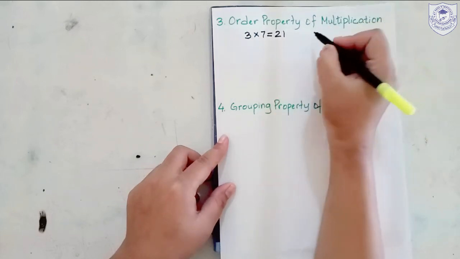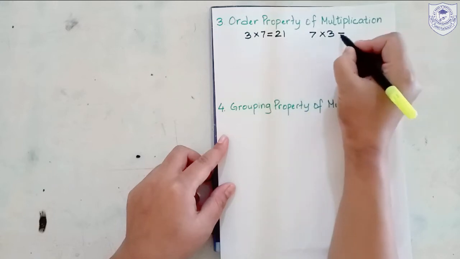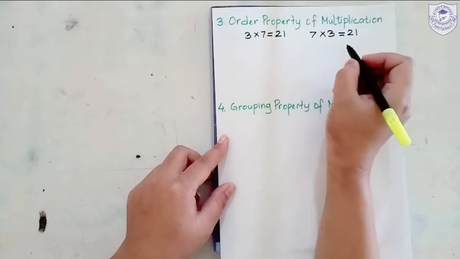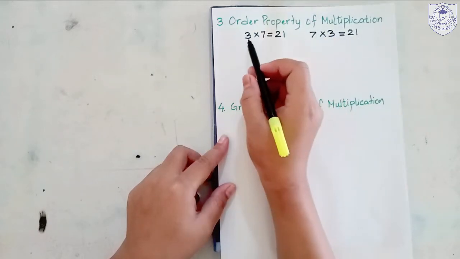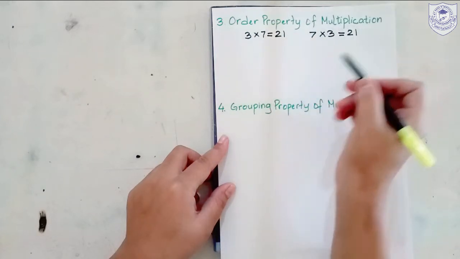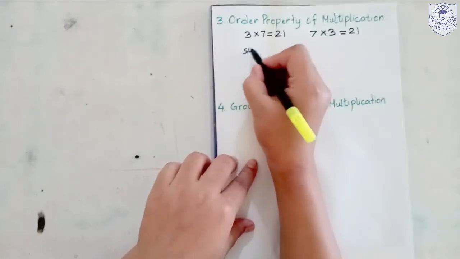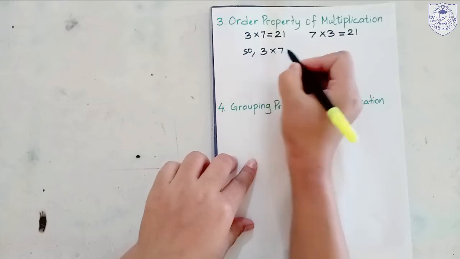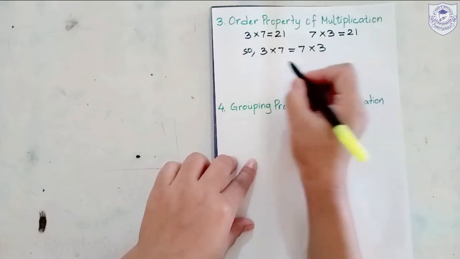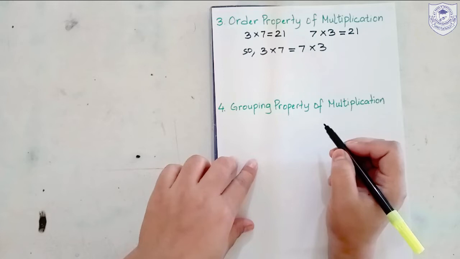21, right? Okay, then 7 into 3, let's change the order. 7 times 3 are how much? 21. We get the same answer, right? Or we get the same product. Here the numbers do not change, only the order changes. Even if we change the order, the product will never change. So 3 into 7 is equal to 7 into 3. Okay, since the products are the same, this is equal. Alright, this is the third property of multiplication.